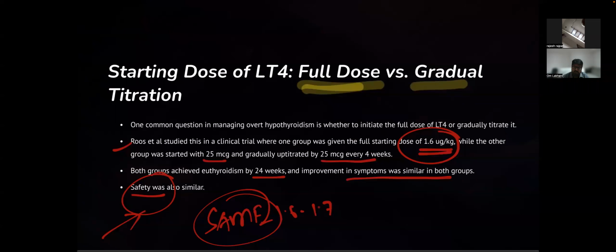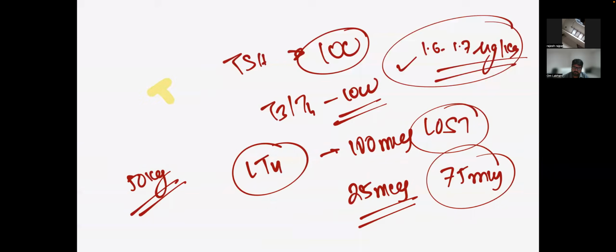And like I said, in this study, in either case, whether you start with 25 microgram and gradually up-titrate, or you start with the full therapeutic dose, the symptoms are similar. So in older patients, you can consider being a little bit more careful and starting with a lower dose and gradually up-titrating.